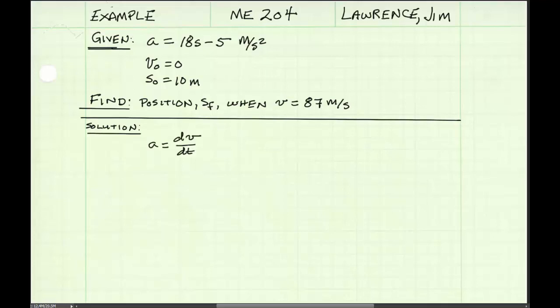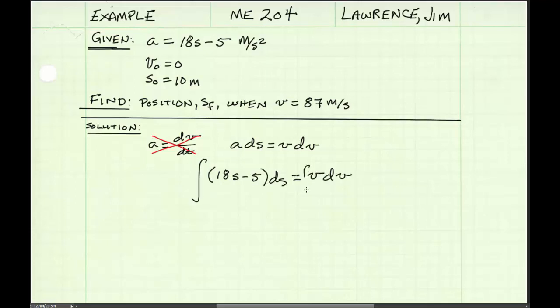We know that acceleration is equal to the derivative of the velocity with respect to time. However, in this case, we'll notice that nowhere in what is given do we have anything related to time. So this particular equation probably isn't going to work for what we're looking for. We probably want to use the relationship acceleration ds is equal to velocity dv. In this case, I can just plug in my acceleration into the equation. 18s minus 5 ds is equal to v dv.